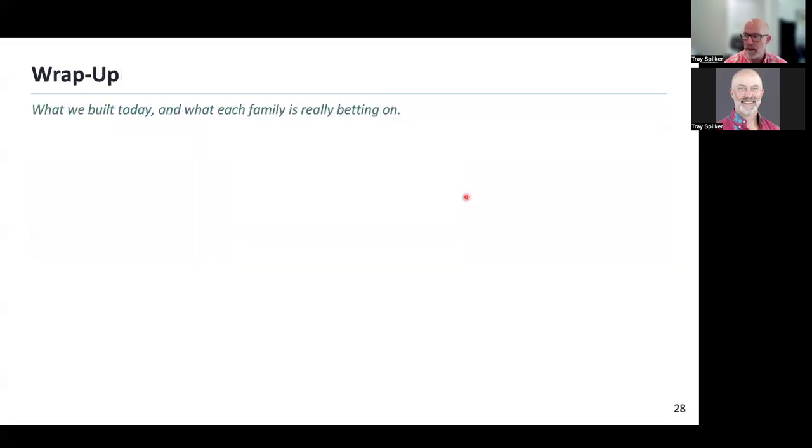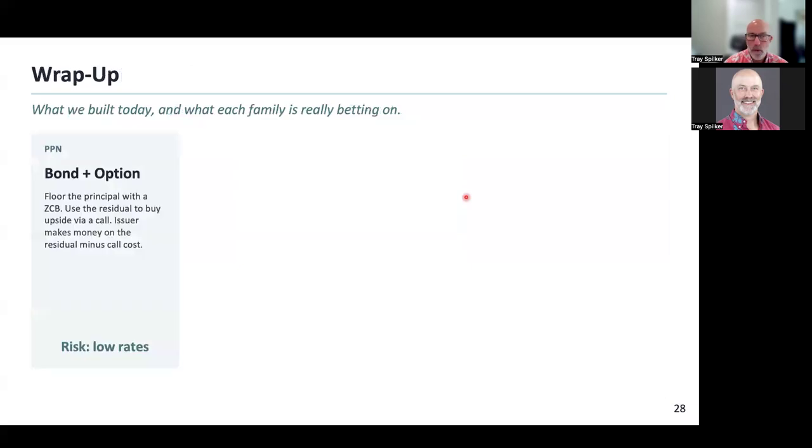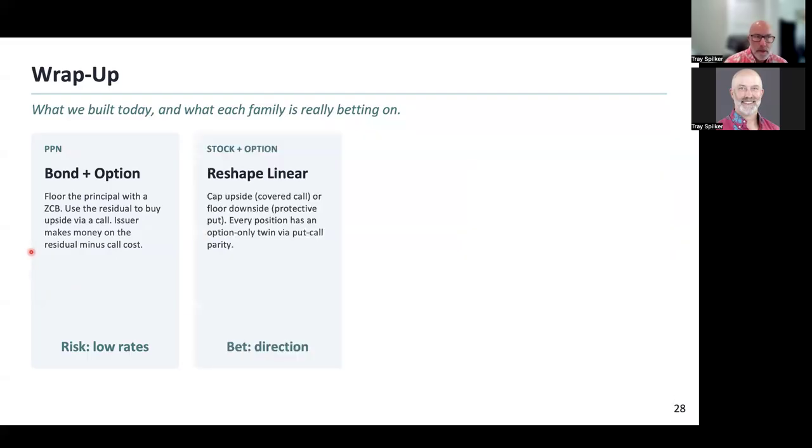All right, so to wrap this up, what did we build today and what is each family really betting on? A bond plus an option, that principal protected note, is a bet on the market with a lower bound floor. The main risk here is that if interest rates are low, the cost of the zero coupon bond is too costly to put this on. So it really depends on the economics of the issuer. So these are hard to pull off in low interest rate and/or high volatility environments.